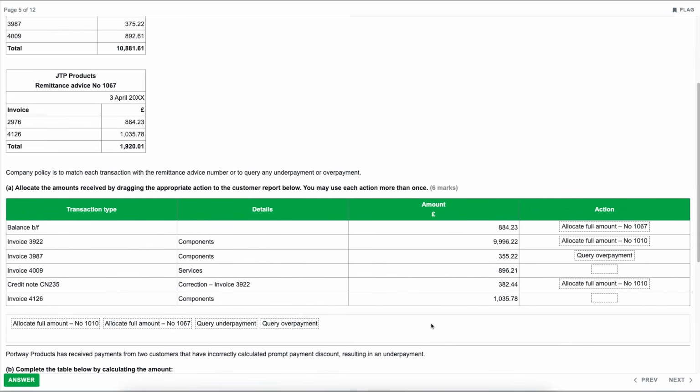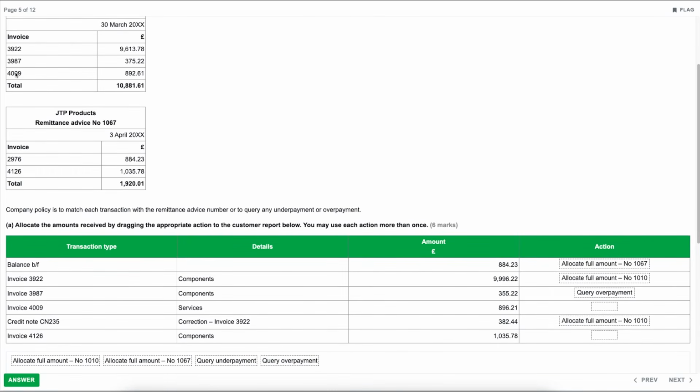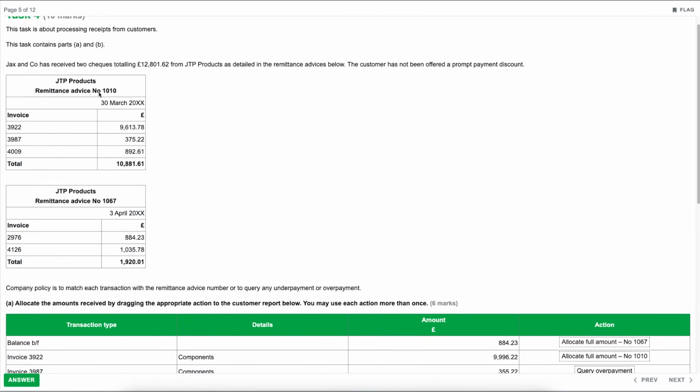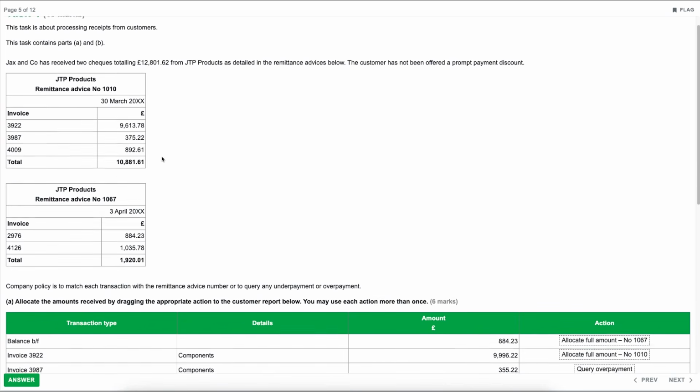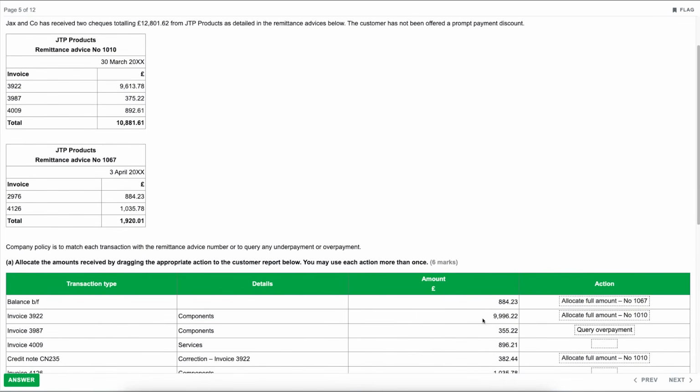Now the next one, we've got invoice 4009, and that is for £896.21. So let's first have a look. Do we have an invoice 4009? Yes, we do. So it's against remittance advice 1010. However, again, the amounts don't match up.